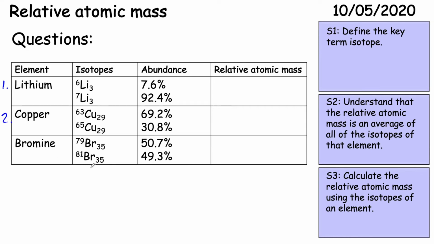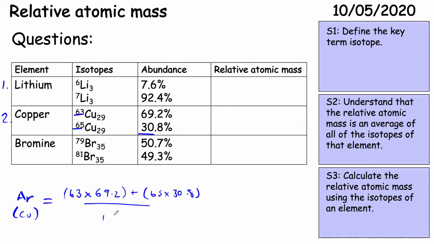Right, let's have a look at number 2, copper. So the Ar of copper equals 63 multiplied by the abundance of that isotope, which is 69.2, added to the second one, which is 65 multiplied by 30.8, divided by 100. If you look at that one, you should get about 63.5.